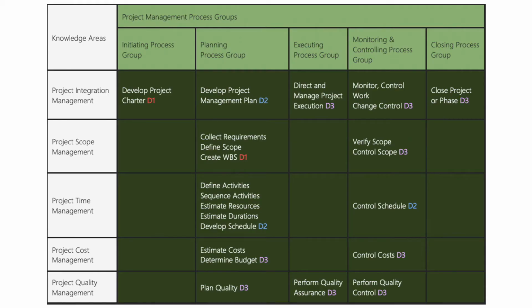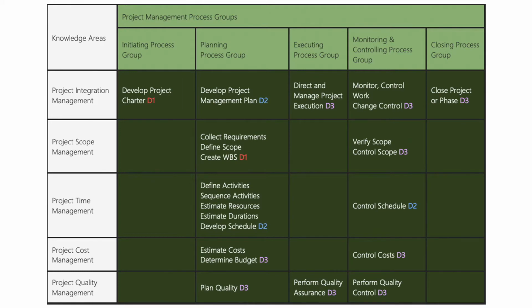The different knowledge areas, that is the 10 knowledge areas as part of the project management body of knowledge, otherwise known as the PMBOK, are down the left-hand side, that being the first 5 on the screen. The process groups are across the top, and that comprises 5: initiating, planning, executing, monitoring and controlling, and closing process group. The different days are indicated in different colors.